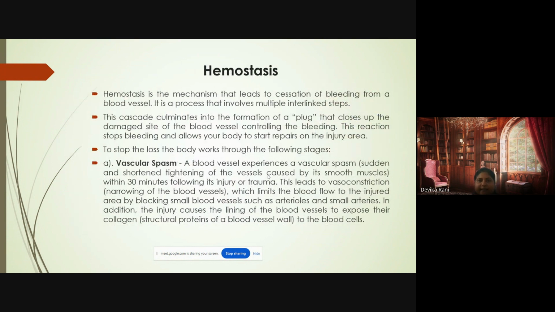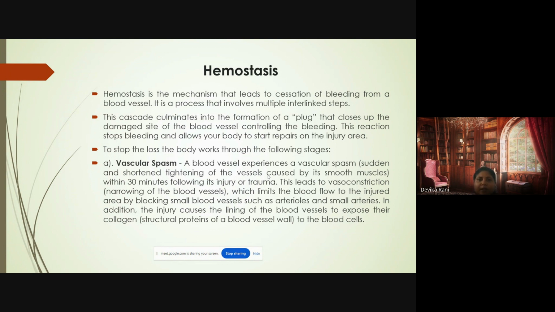Now, what is hemostasis? Hemostasis is the mechanism that leads to cessation of bleeding from a blood vessel. It is a process that involves multiple interlinked steps. So if you have an injury, obviously you have bleeding. So this is the process by which the body ensures that the bleeding stops through the formation of a clot or a plug. This cascade culminates in the formation of a plug that closes up the damaged site of the blood vessel, controlling the bleeding. This reaction stops bleeding and allows your body to start repairs on the injury area, whether you have a cut or a big injury, whatever.